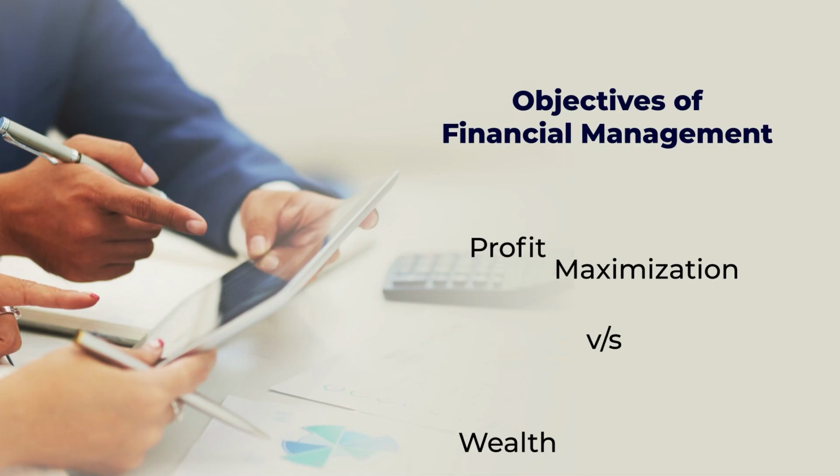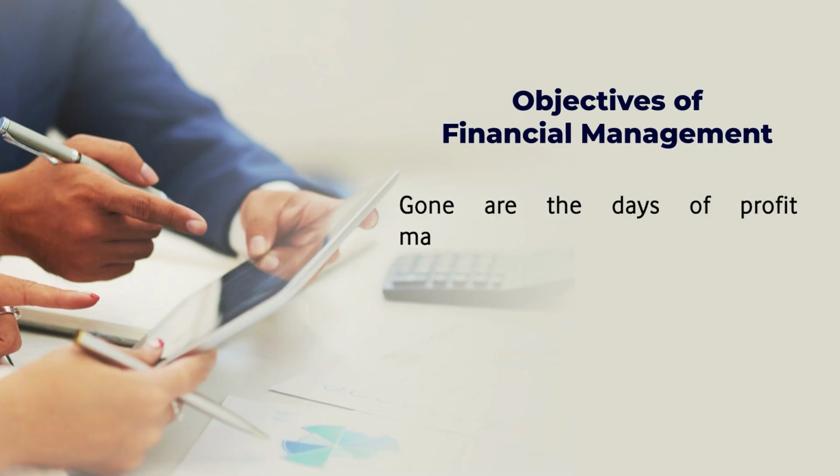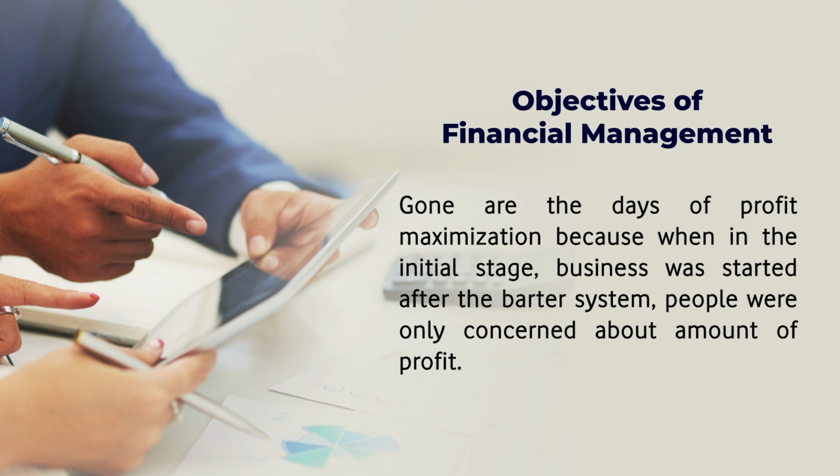Now, when a finance manager is performing all these activities, his main focus is either profit maximization or wealth maximization. When we talk about profit maximization or wealth maximization, profit and wealth are different. When we say profit, we are talking about an absolute amount of money, 100 crore, 20 crore, 50 crore and something like that. When we talk about wealth, we talk about creation of wealth not only for shareholders, but for all types of stakeholders.